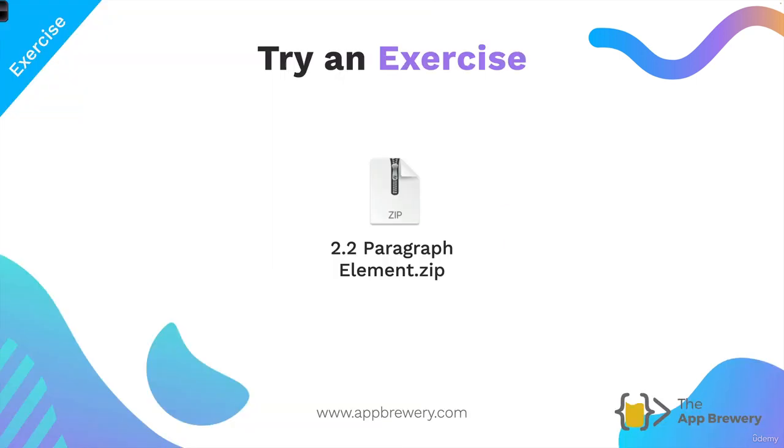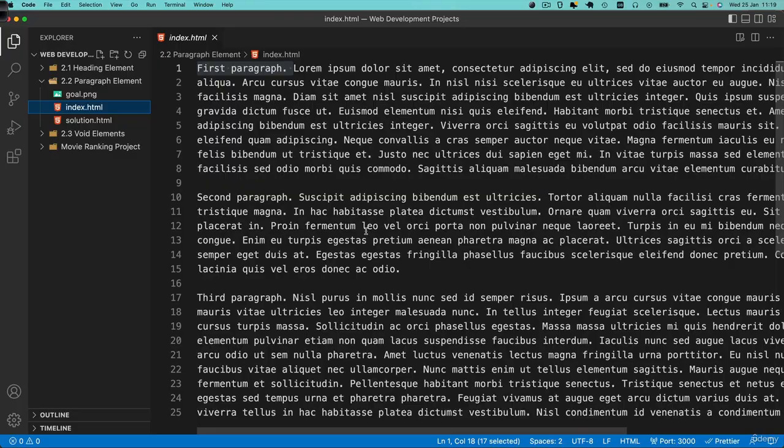Now let's put those skills into practice by trying an exercise using the paragraph element. If you head over to the course resources for this lesson, you should be able to download the zip file for the 2.2 paragraph element. And once you've extracted and unzipped it, then go ahead and put it into your web development projects folder and then open it up inside VS Code.